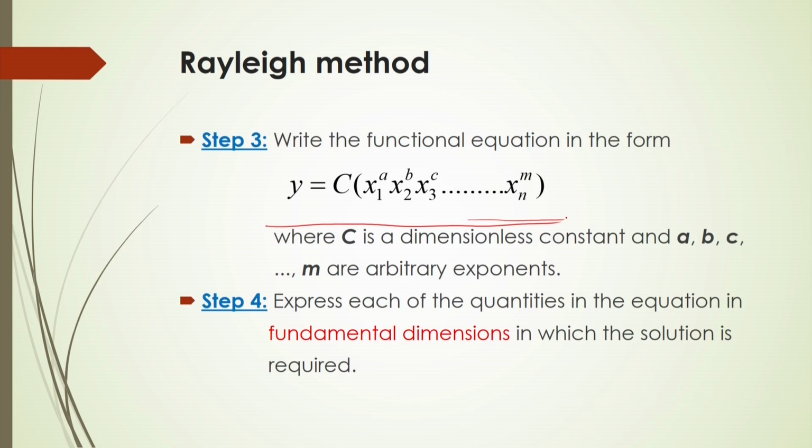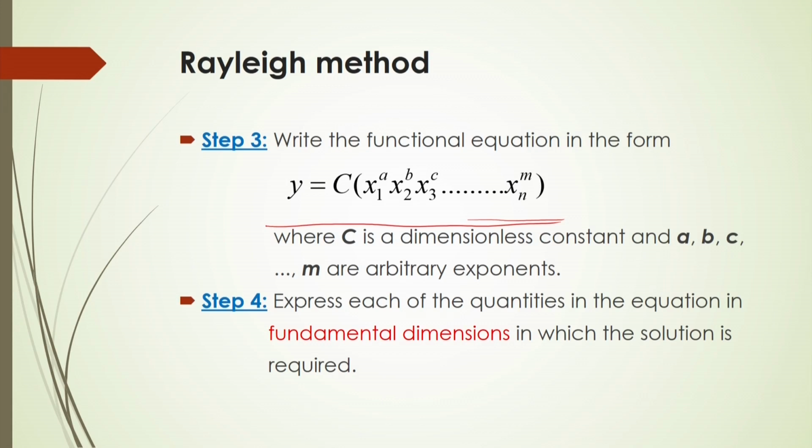C is a constant, a dimensionless constant, and a, b, c and m are arbitrary exponents. Those exponents are to be found out from the experimental data after fitting these equations, by some regression analysis. Then you have to find out what the C, a, b, c and the other components will be. So, our objective is to find the dimensionless groups and make a functionality from these dimensionless groups.